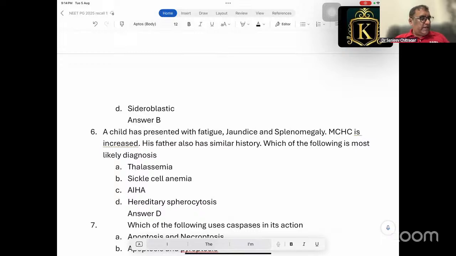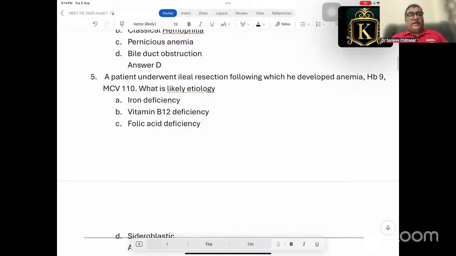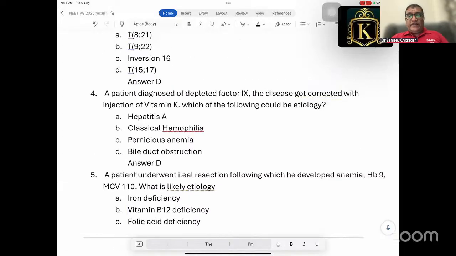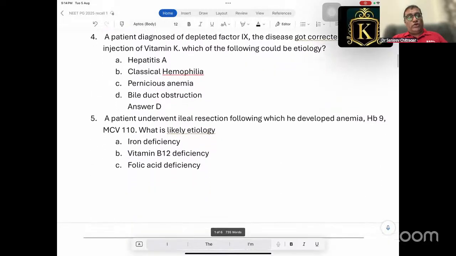Was LRR enough? Yes, these questions came from LRR. The problem is with LRR, your concept should have been there. Like, we did not directly discuss vitamin K deficiency with bile duct obstruction in LRR, but we had discussed vitamin K deficiency, where factors 9, 10, everything will be deficient. This concept was discussed in actual class notes. Vitamin K deficiency will be due to fat malabsorption, excessive antibiotics, or in newborns.